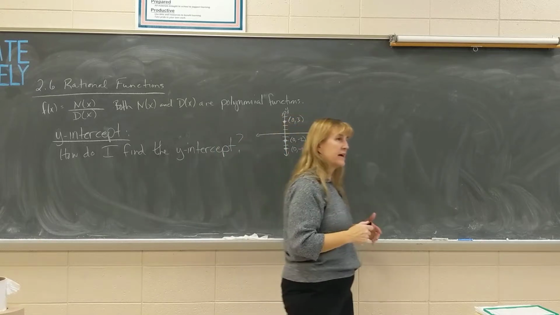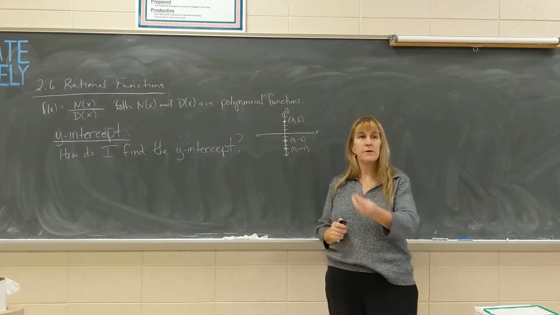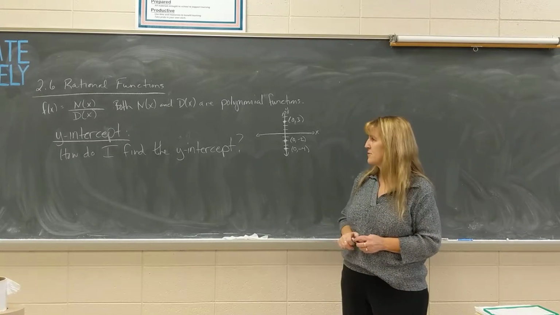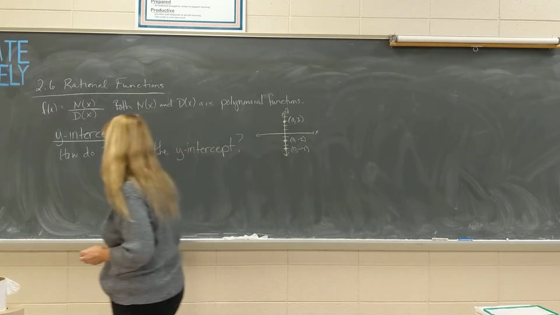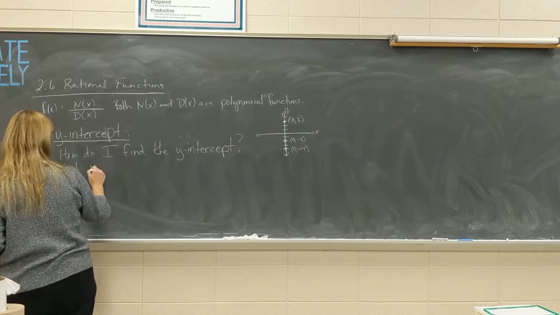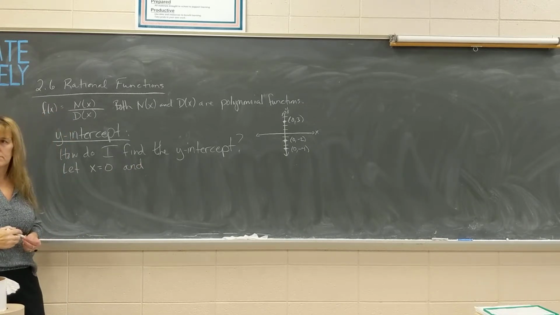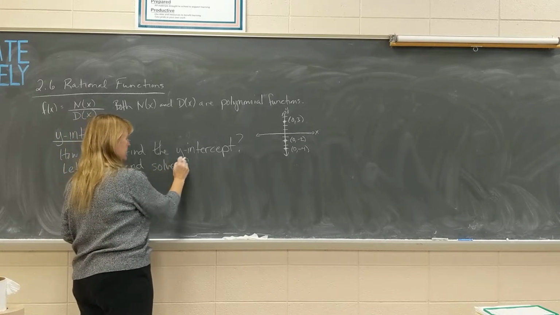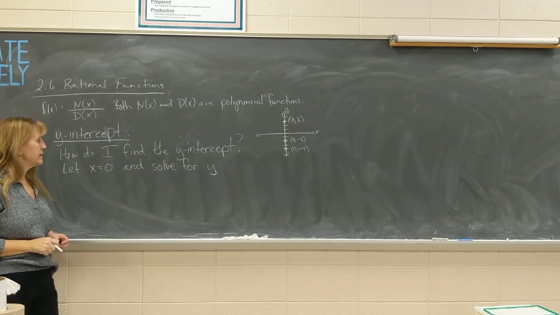So we're going to use that knowledge to our advantage, because when we want to find our y-intercept, we're going to know that the x value has to equal 0. So how do you think I'm going to find my y-intercept? Let x equal 0 and solve for y.